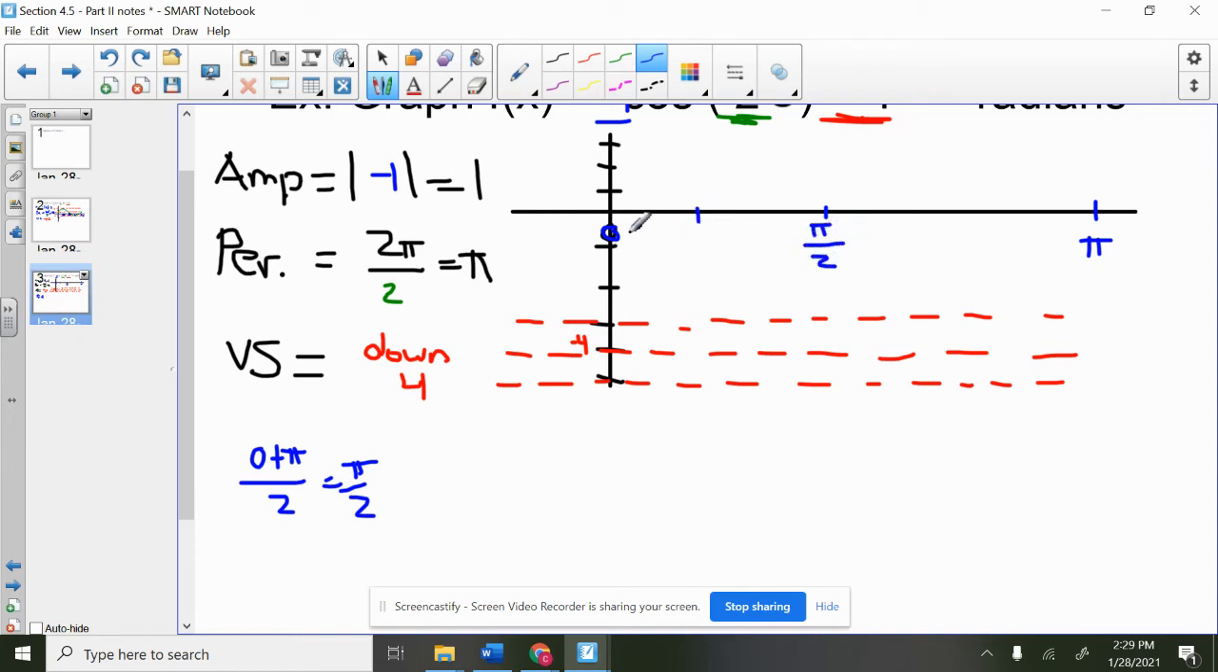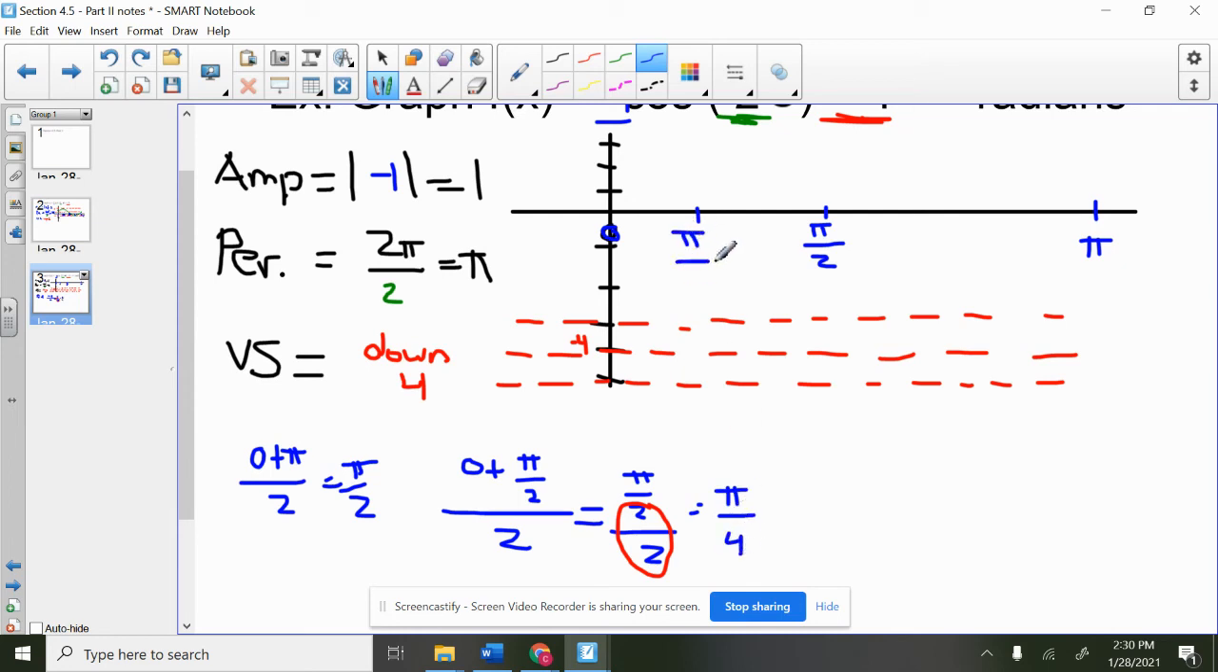What's halfway between 0 and pi over 2? Same thing, 0 plus pi over 2, divided by 2. That's pi over 2 divided by 2. Now, we can do keep it, change it, flip it here, but one thing that always happens is when you take a fraction and divide by a number, you're just multiplying those numbers. So that's really the same thing as pi over 4. So this is pi over 4.